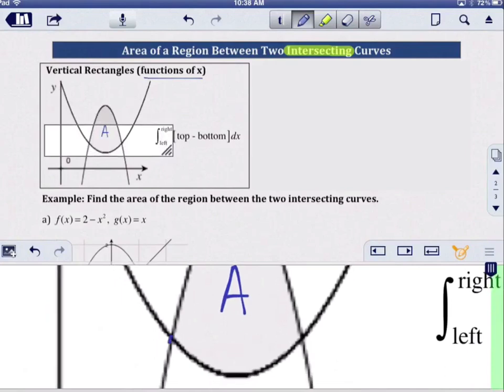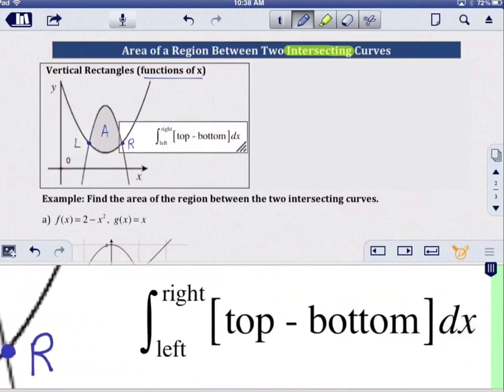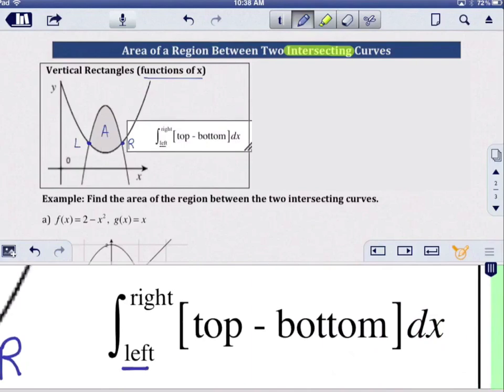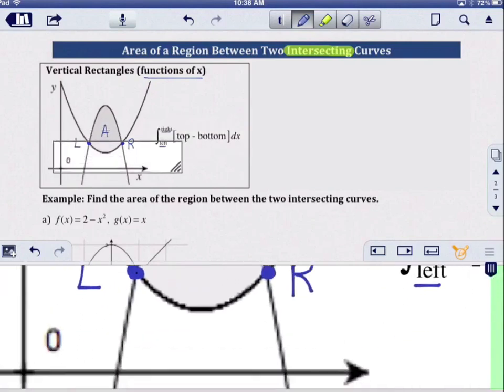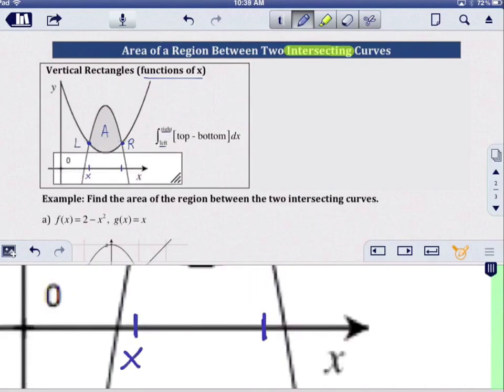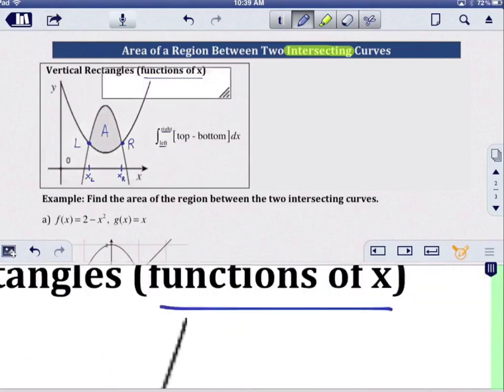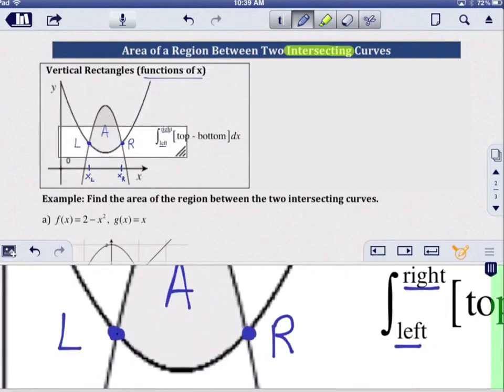okay, we can see that they intersect at 2 points. And I'm going to call this the left intersection, and this is the right intersection. So when we go about finding our definite integral, that's the left and the right that we're talking about here. And notice it's going to correspond with the x values at that point. So it's the x value of the left intersection and the x value of the right intersection. Okay, and again, this is all because we have functions of x.